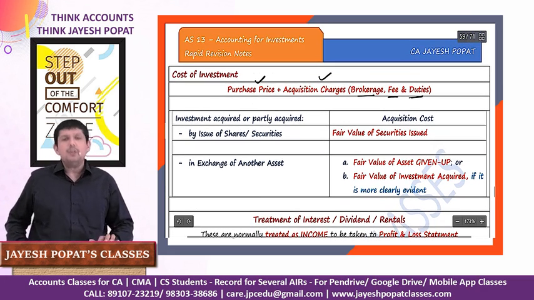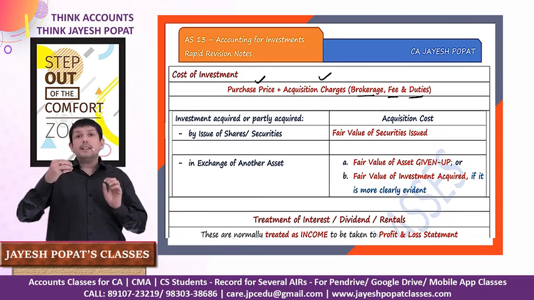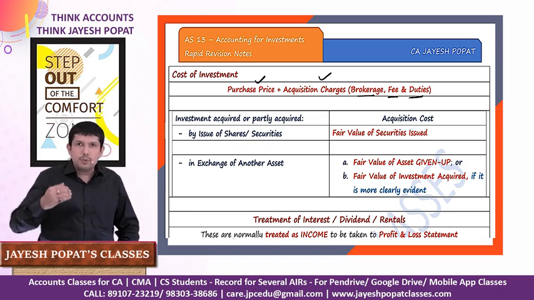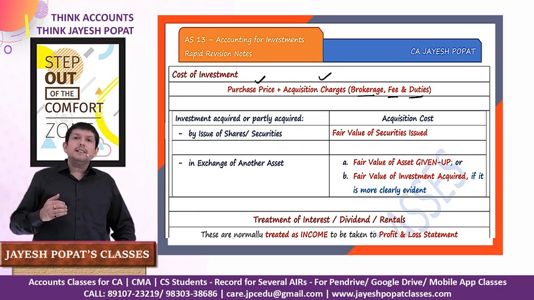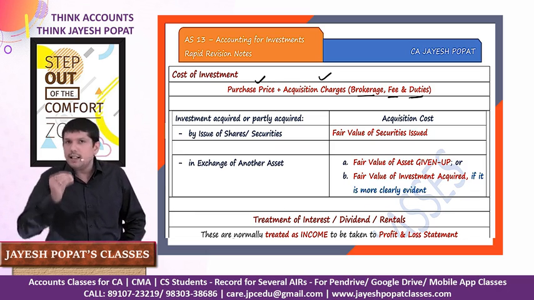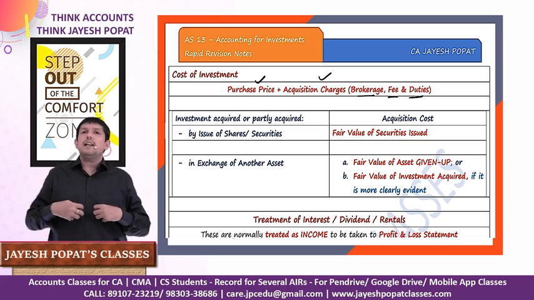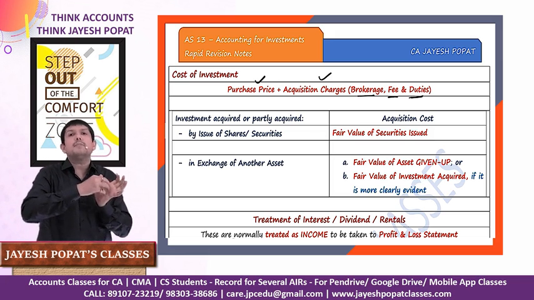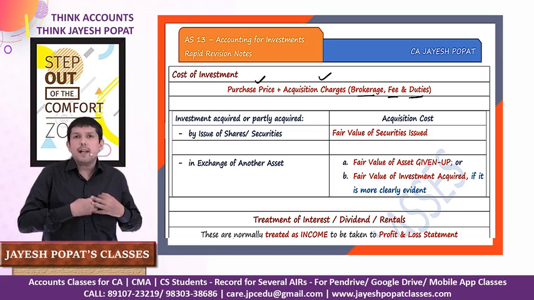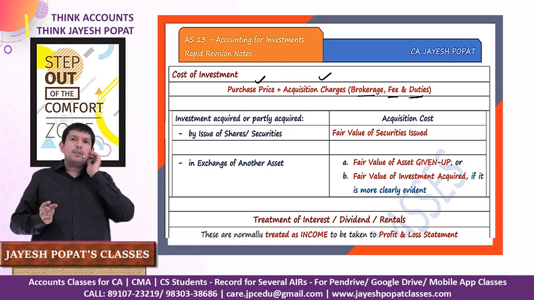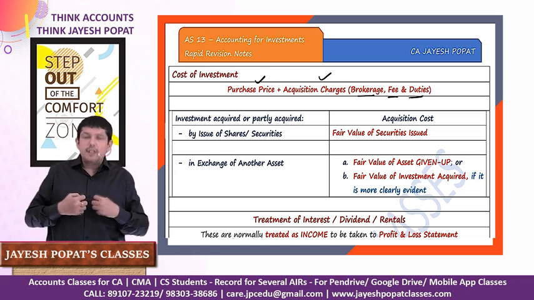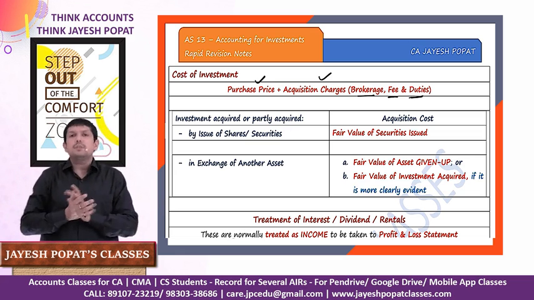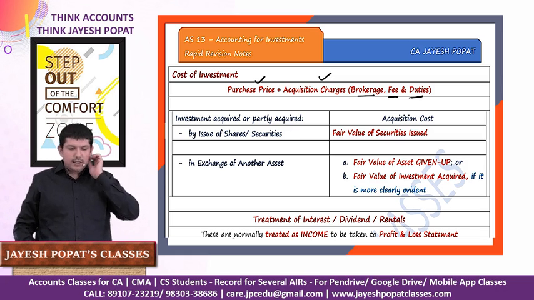Now there could be a scenario that we are acquiring an investment, but the consideration for that acquisition is not paid in cash. The consideration may be paid by issuing other shares or securities, or the consideration may be paid by issuing some other asset. For example, I am buying shares of Reliance Industries, and for buying the shares of Reliance Industries, I am paying the person by, let's say, my holding in shares of Infosys. Or maybe there could be another way: I am buying shares of Reliance Industries, but I am paying the purchase consideration by transferring my land and building to the person who is selling me these shares. So let us look at this scenario.